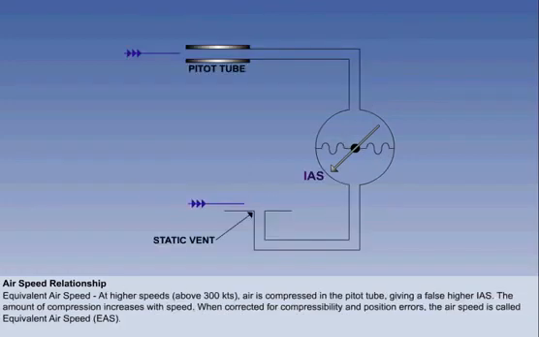Equivalent airspeed, or EAS, is the corrected airspeed achieved by allowing for the compressibility of air at high speed, usually only significant above 300 knots. Air is compressed in the pitot tube, giving a false, higher IAS. At a given density, the amount of compression depends on the speed of the aircraft. EAS allows for both position and compressibility errors.